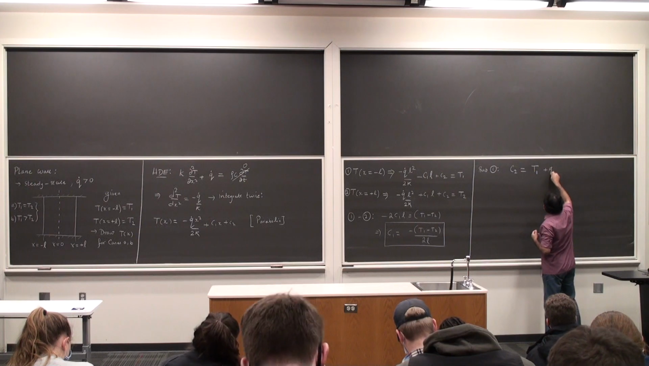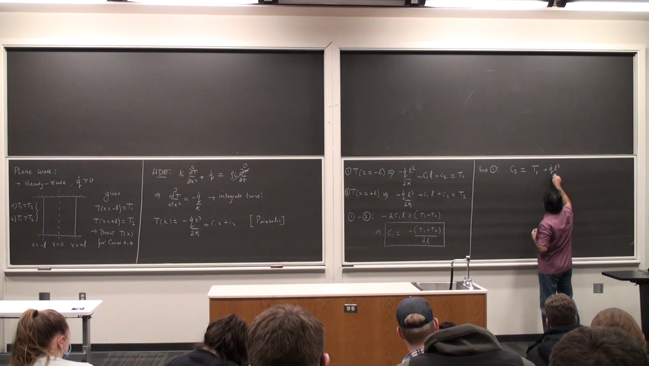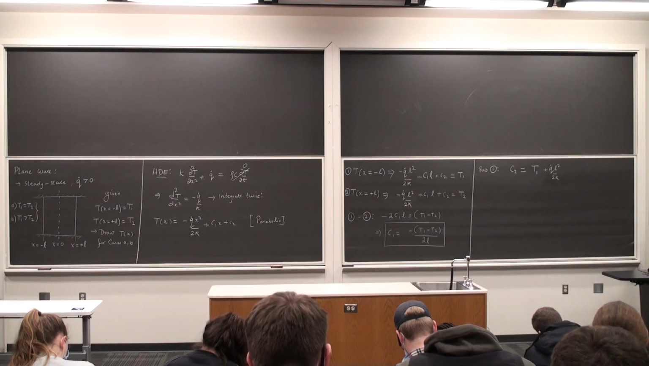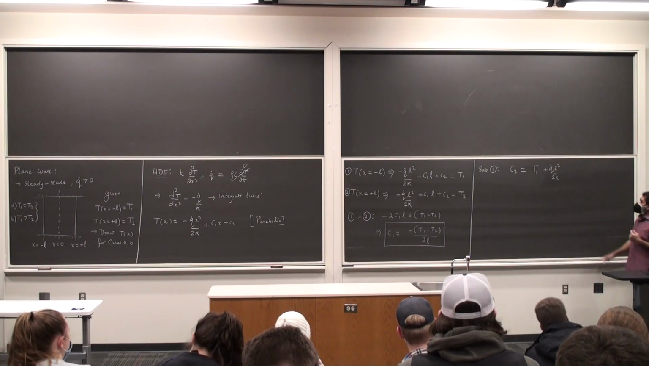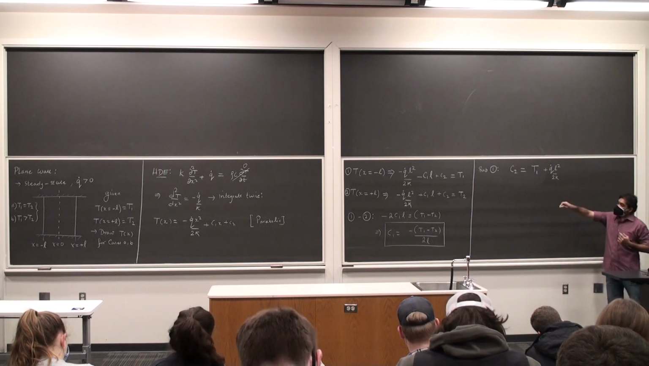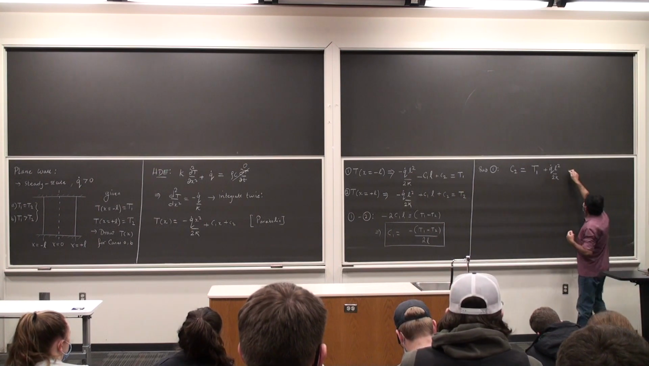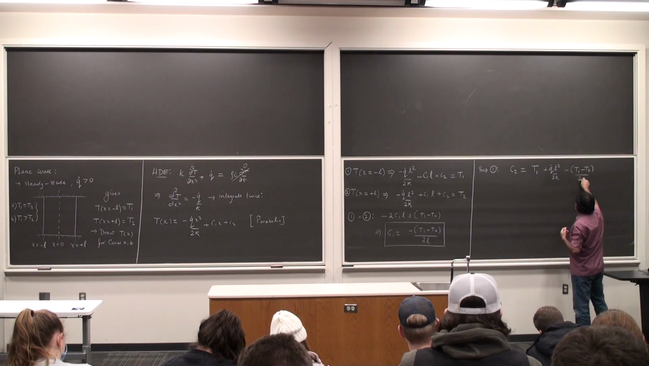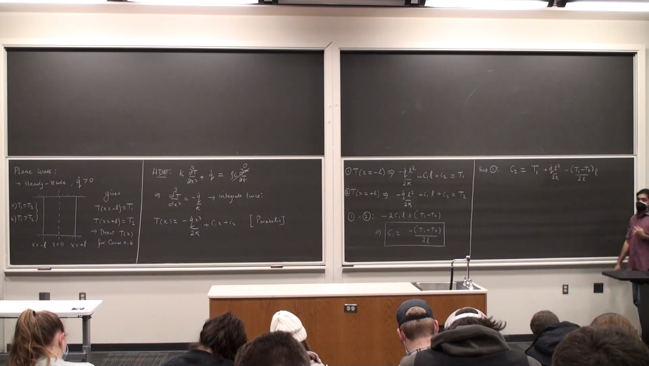plus q dot L square by 2k minus C1 times L, bring it onto the other side, becomes a plus C1 times L, where C1 is still negative. So this is going to be minus T1 minus T2 by 2L times.